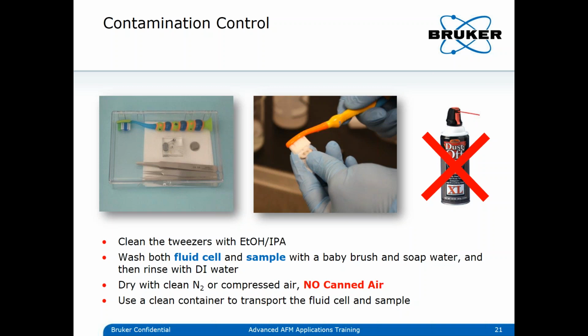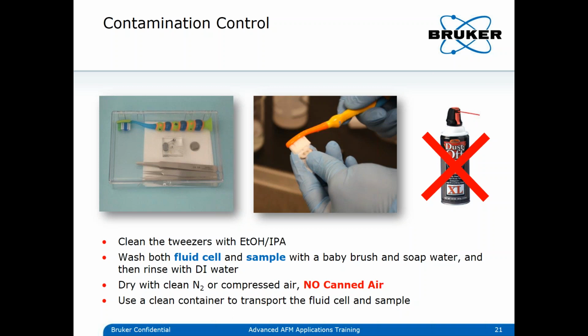Here's a small difference to the presentation. I personally recommend not using soap water, because then you would have surfactants which might not be rinsed off by water. But nevertheless, you could try something like, again, IPA, or just clean DI water, and then rinse a lot. And then you would dry the cell with clean nitrogen or compressed air.